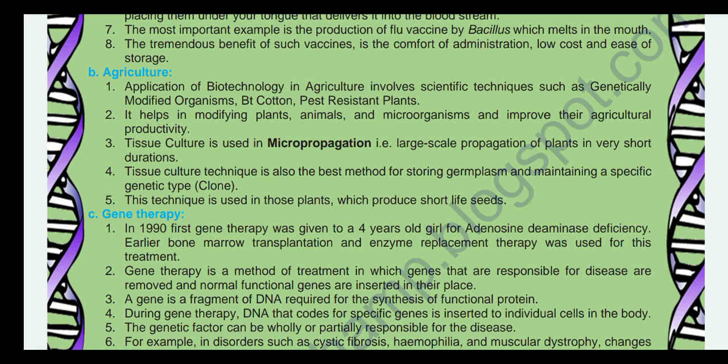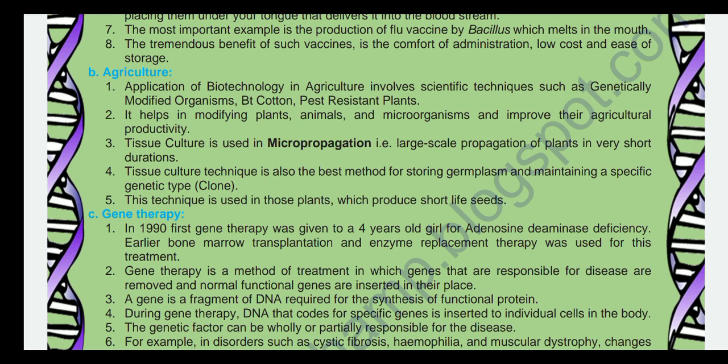Next part, that is agricultural applications. Application of biotechnology in agriculture involves scientific techniques such as genetically modified organisms like biotechnologically modified cotton, BT crops, and pest resistant varieties of plants. It helps in modifying plants, animals, and microorganisms and improve their agricultural productivity.